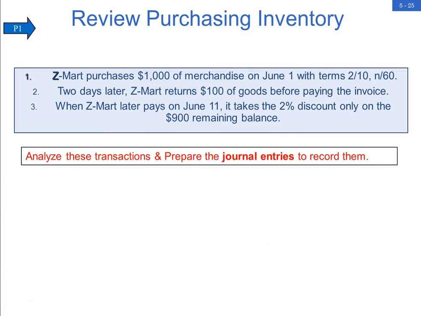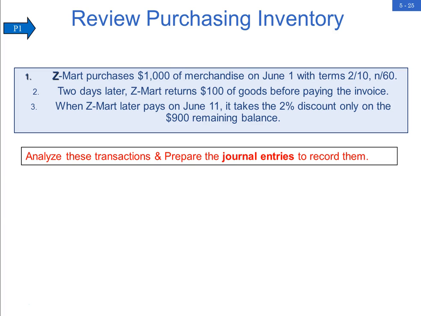So let's review some of the accounting that we're going to be dealing with in purchasing. And I think this covers just about everything in three quick examples. Our company in number one here goes out and purchases $1,000 of merchandise on June 1st with the following credit terms. 2% discount if paid within 10 days. If not, the net amount is due in 60 days of invoice date. Remember, on the first purchase, we don't care about the credit terms.